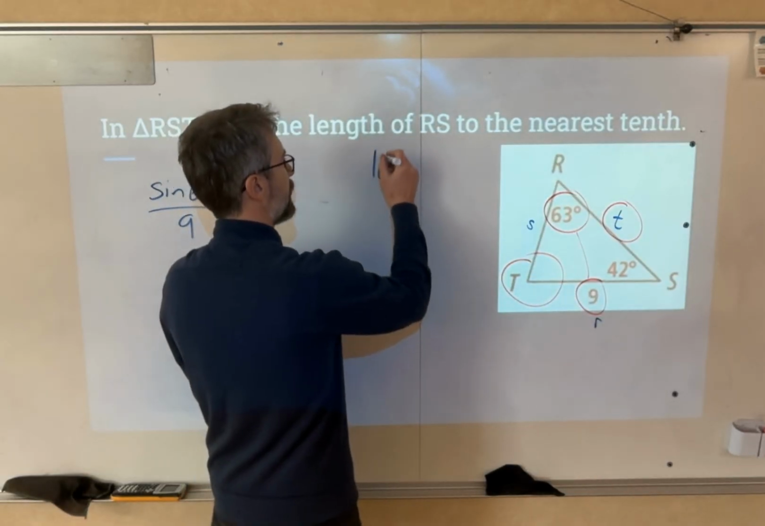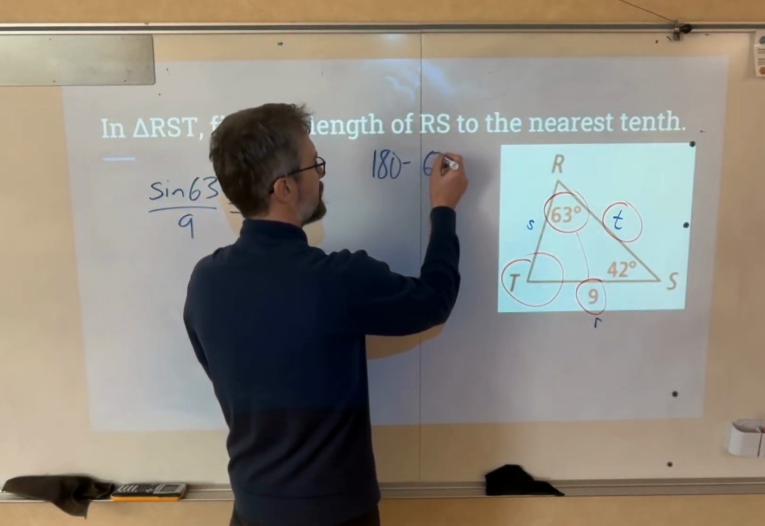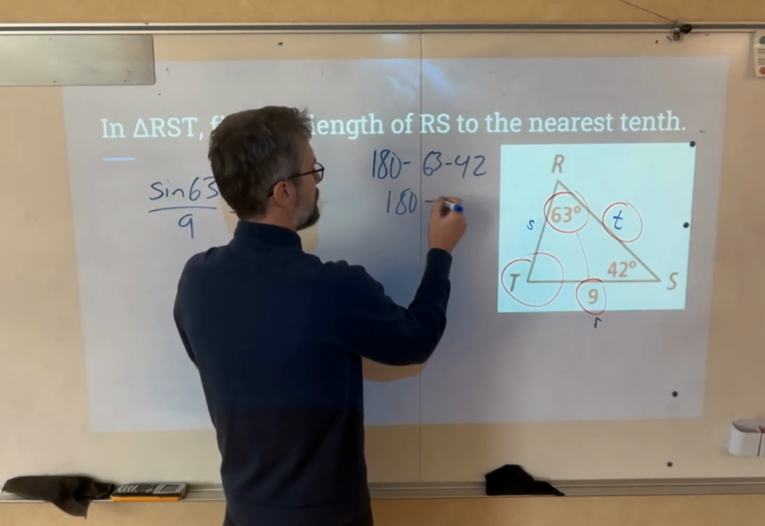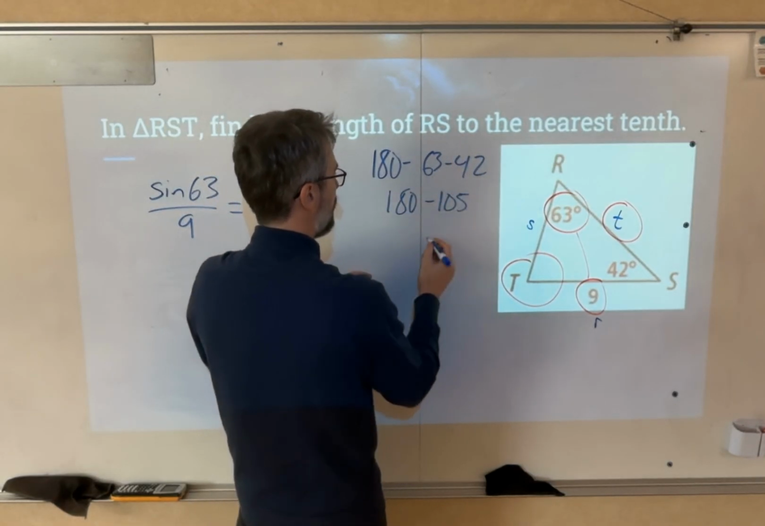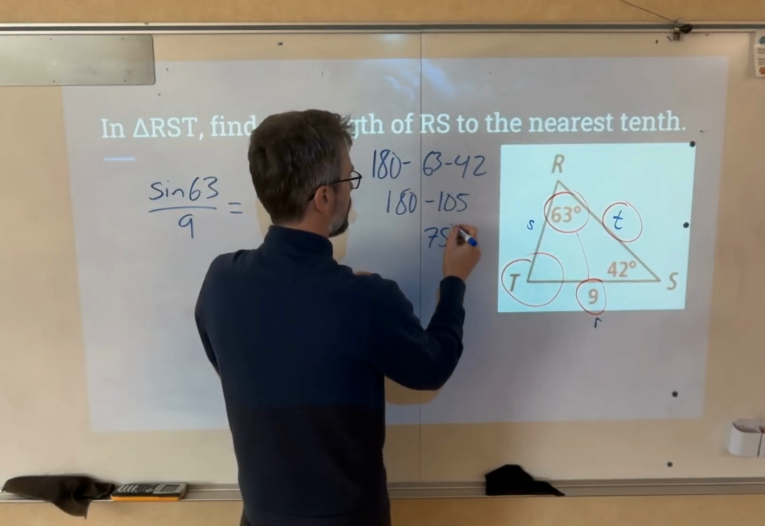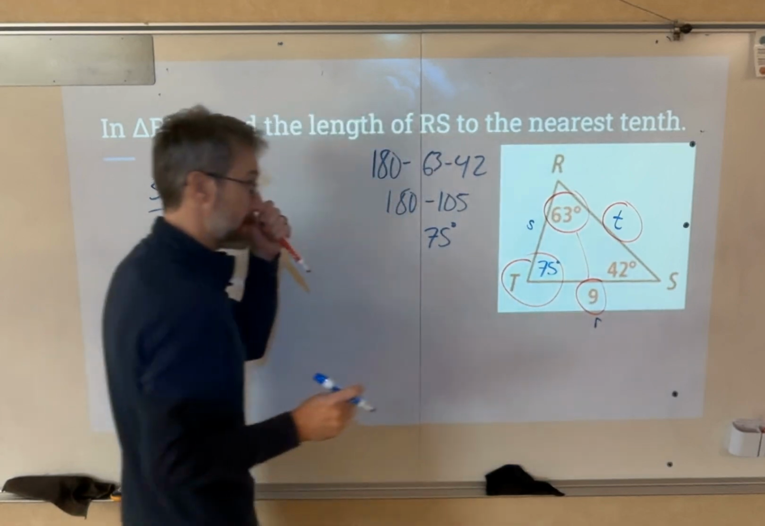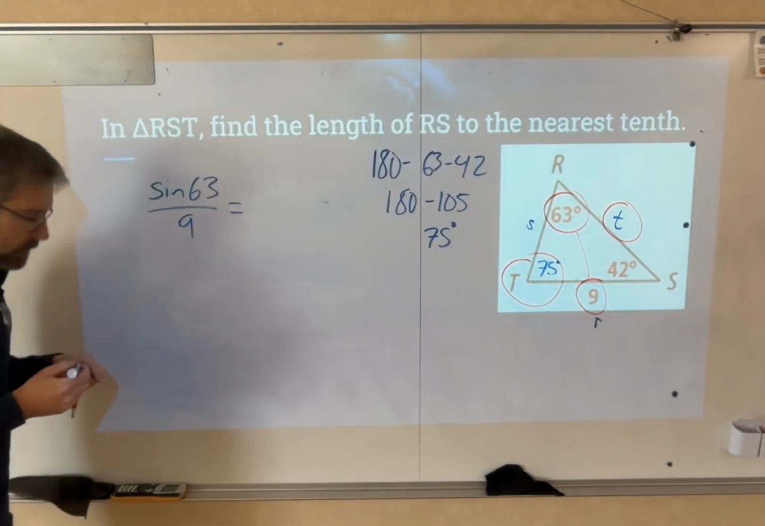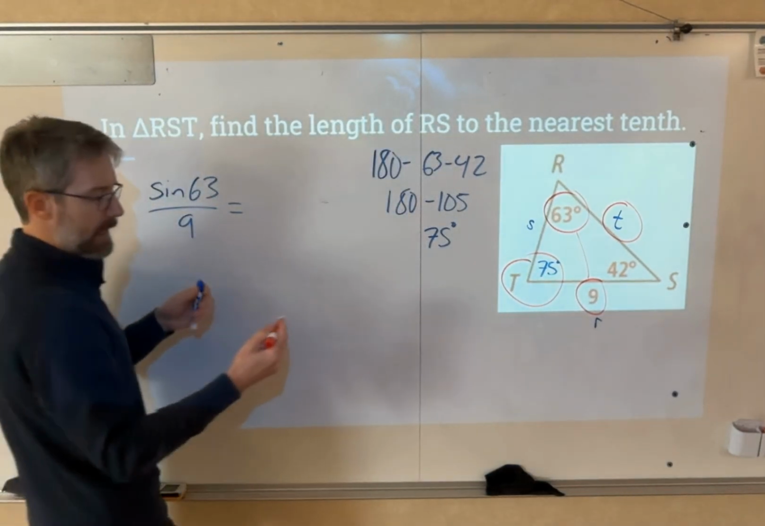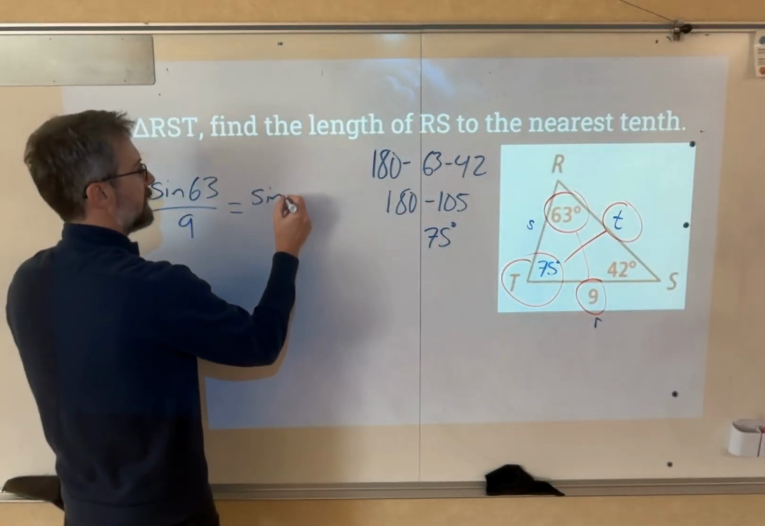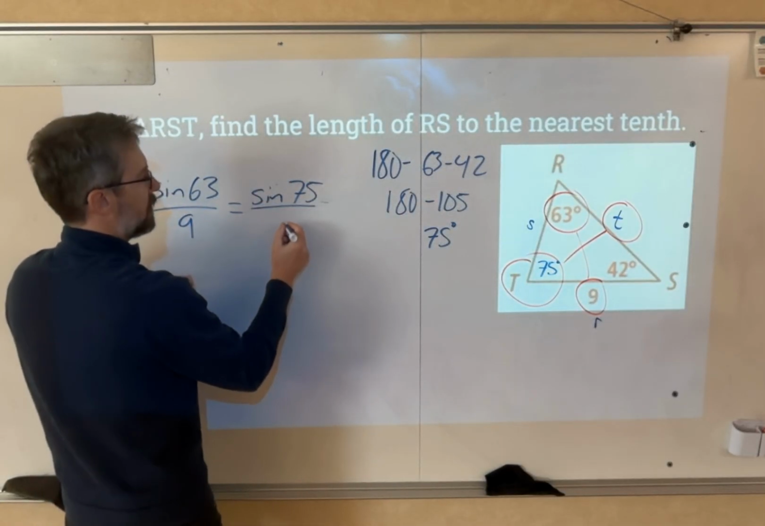I can easily figure this one out. I don't need any trig for that. It's 180 minus 63 minus 42. And that would be the same as 180 minus 105, which is 75 degrees. So angle T is 75 degrees. All right, then that is my other side angle pair. So sine of 75 over T.